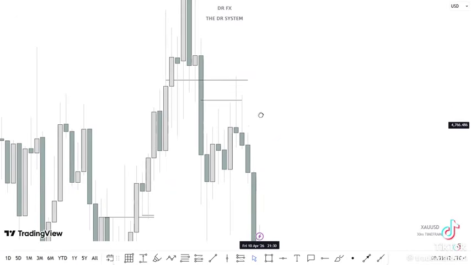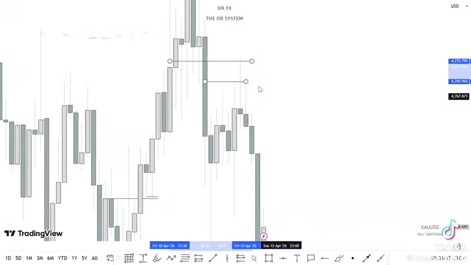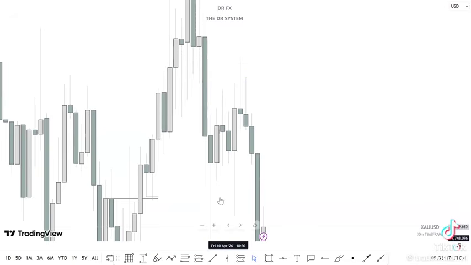Give the formation of the CRT. Then this is a confirmation entry, both for me and my mentor, not only me. Now the confirmation entry, I don't execute exactly from here, no. I use this. If it's a sell, I measure from the high down to the low of this candle, and I execute from the 35%.